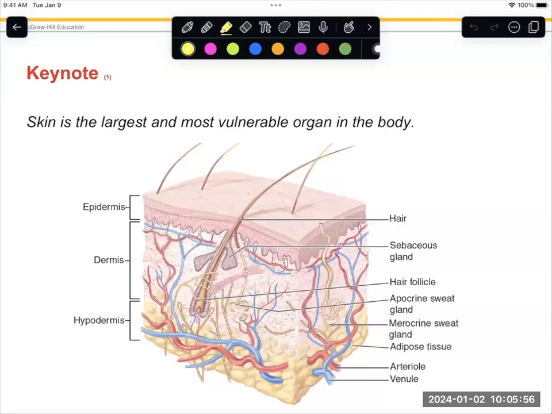Your skin, which includes all of this area here, is known as the integumentary organ system. Integumentary system. This is your skin, your hair, your nails, those sweat glands that I mentioned, and sebaceous glands.